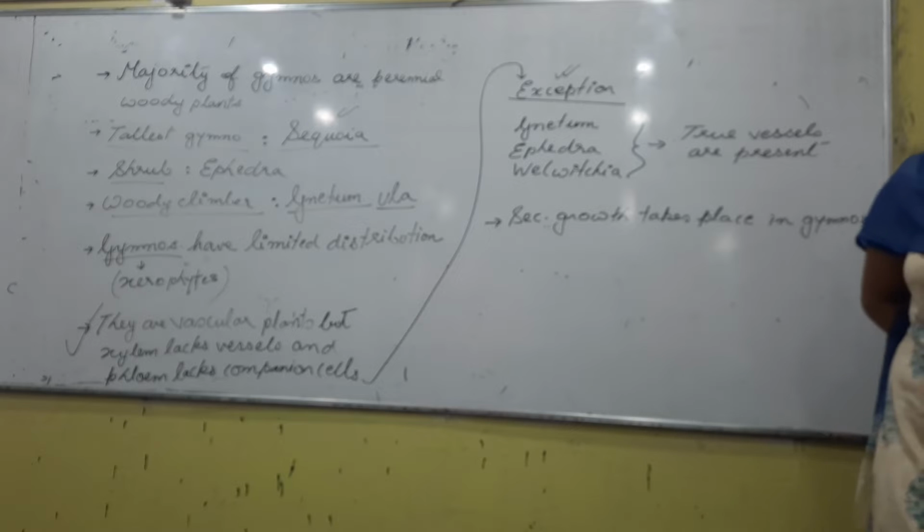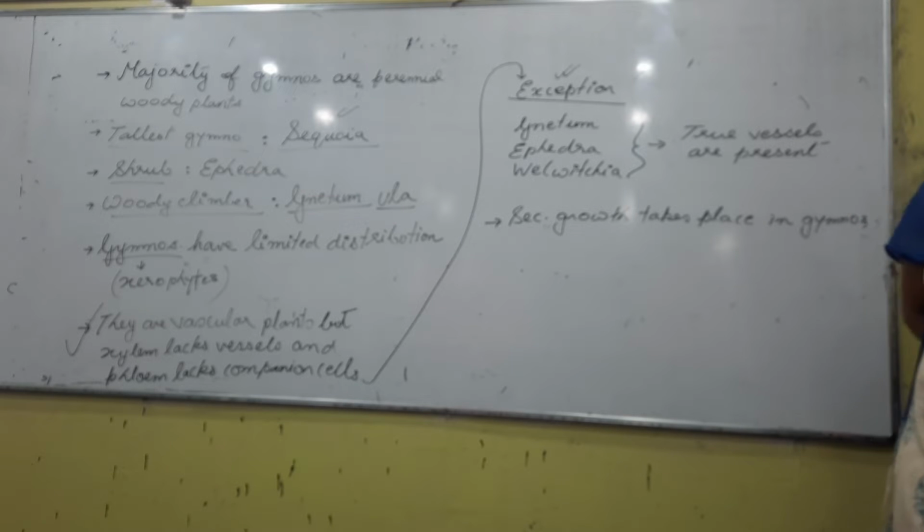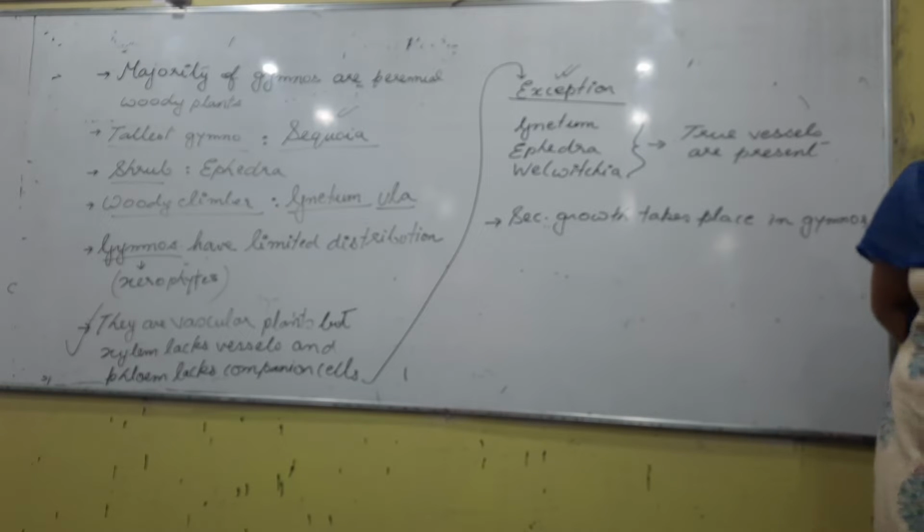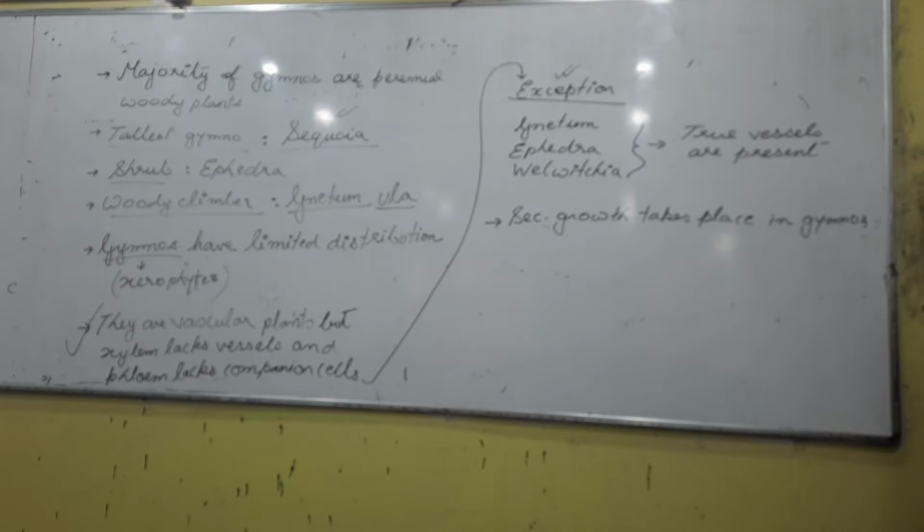Next, talking about vascular system, xylem, phloem we understand, but this is a point that is important, exceptions. If vessels are present in Gnetum, then Gnetum is an example of a lower gymnosperm or higher gymnosperm? Higher gymnosperms, because it will have certain similarities with angiosperms also, right?